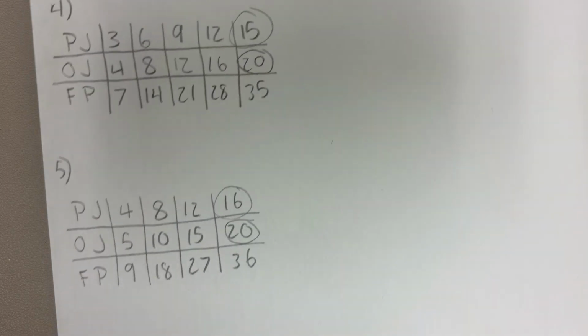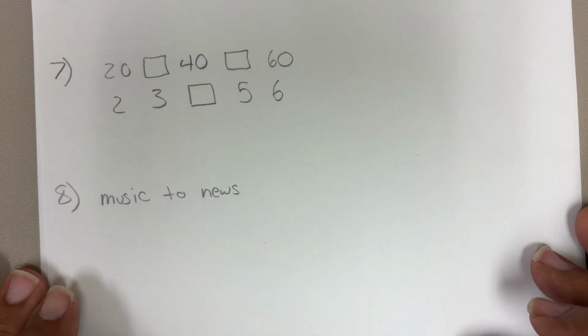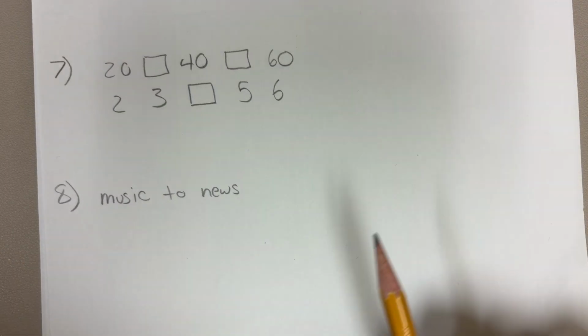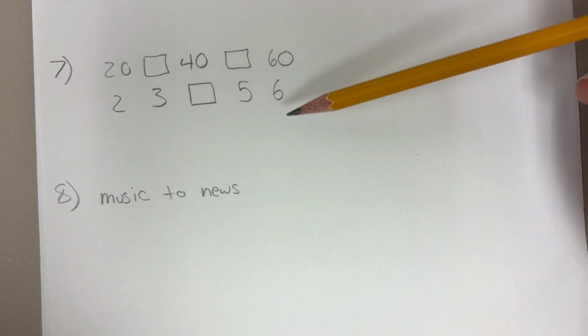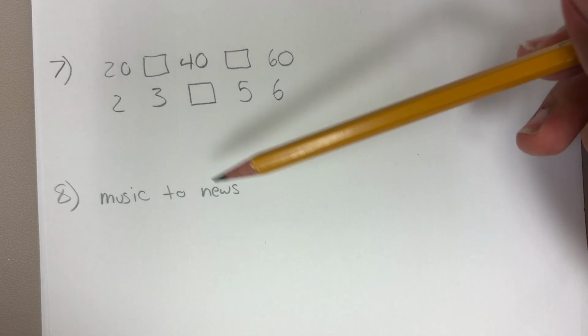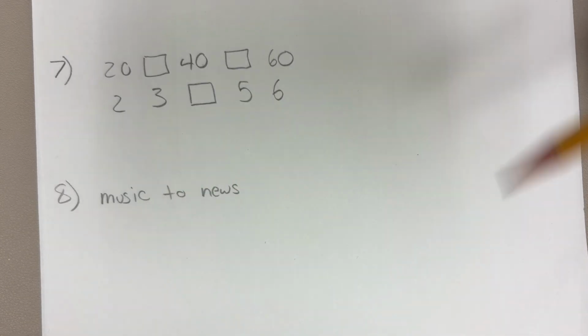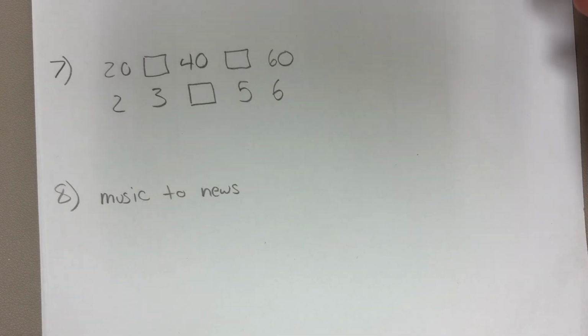Okay. Now we're going to work on 7 and 8. I'm going to give you 5 minutes to complete them. You're completing the chart that they have there, and then they want the ratio from music to news. Okay? Give you 5 minutes. Start now. Pause the video.